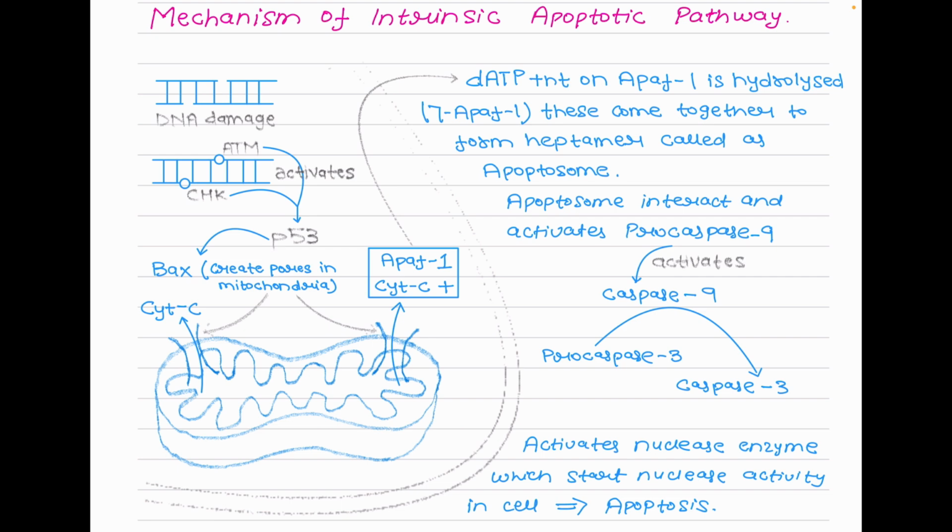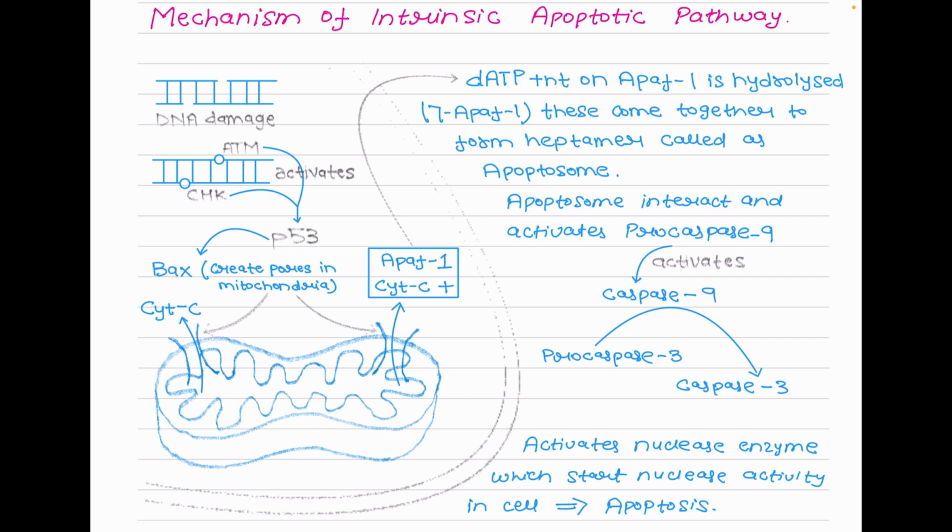Bax creating pores in the mitochondria will allow a very important component, cytochrome C, to be released from the mitochondria to the cytosol of the cell. Cytochrome C released in the cytosol acts as a death signal because this should not happen. Cytochrome C should be present inside the mitochondria. Once it comes out to the cytosol, cytochrome C will pair with another protein called APAF1, which is apoptotic protease activating factor 1.